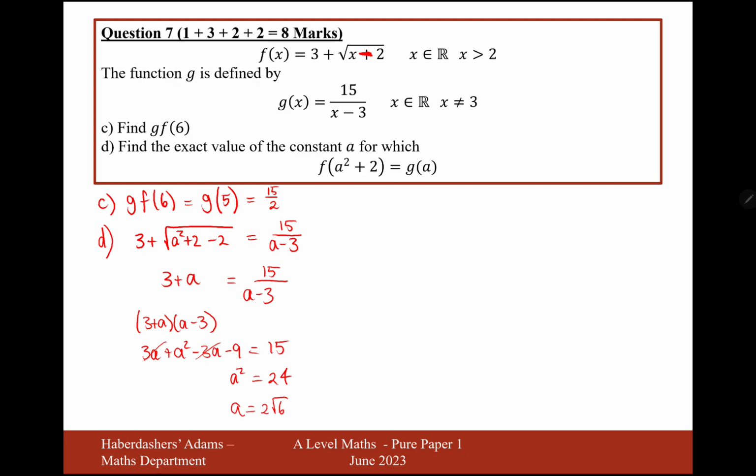But given that in the f function we only have x values greater than 2, it's just going to be positive 2 root 6. And there we are, that's the answer for question 7 with a total of 8 marks. Let's now move on to question 8.